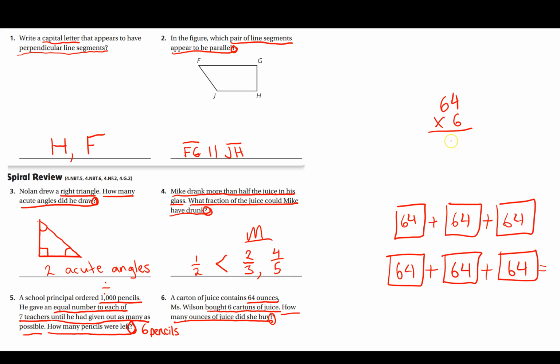6 times 4 is 24. Carry my 2. 6 times 6 is 36, plus 2 is 38. So, how many ounces of juice did she buy? 384 ounces.